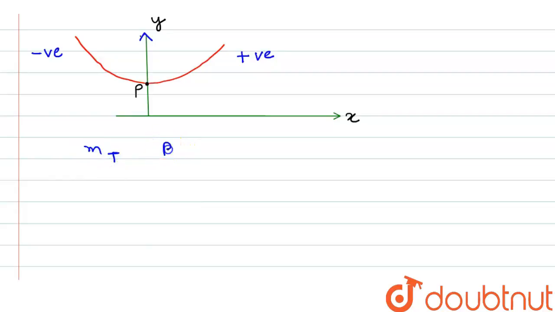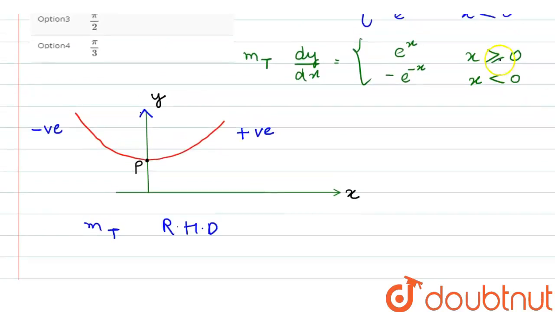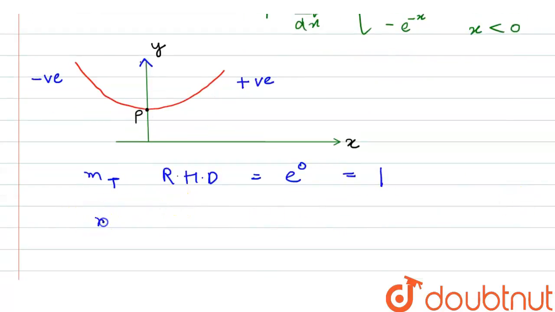So m_T, the right hand derivative, will be, if we put 0 in place of x, something to the power 0 is 1. Similarly on the left side, we put 0 in place of x and we get minus 1.